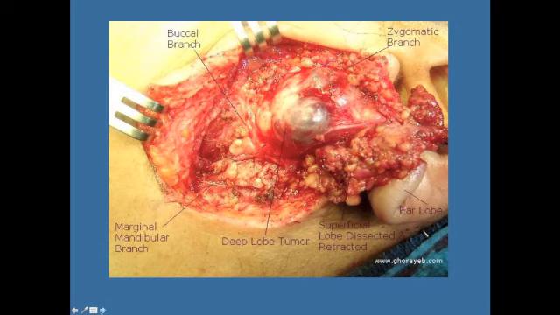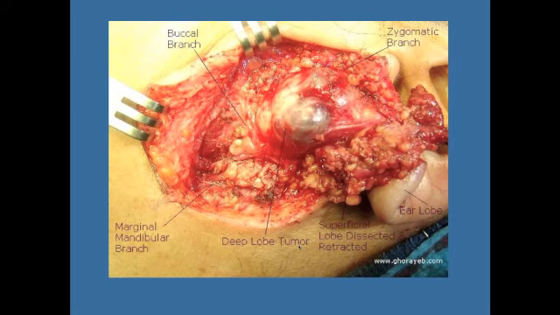Here's a photograph in situ showing the branching of the facial nerve and a big old parotid tumor. Now, it says deep lobe tumor. The anatomy of the parotid is such that it's all one gland, but the facial nerve goes right through the middle of it, and it branches. So anything that is superficial to the plane of the nerve, we call the superficial lobe. And anything deep to the facial nerve, we call the deep lobe.